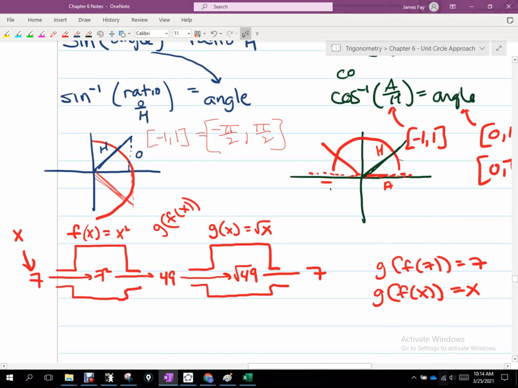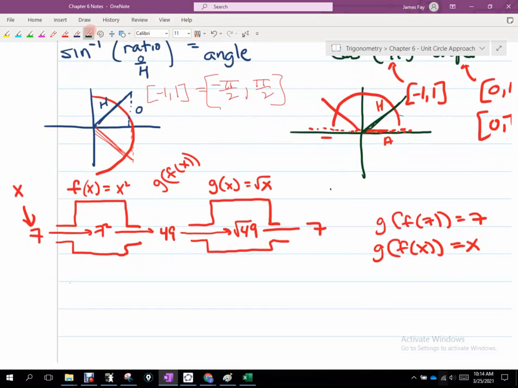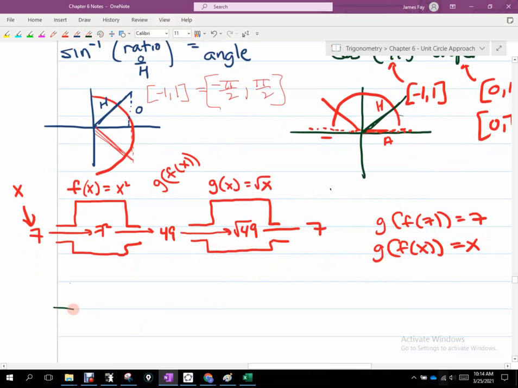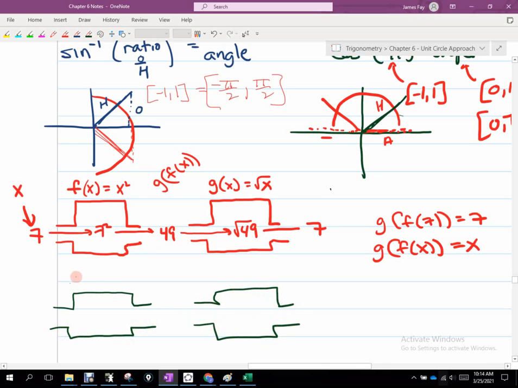Now, if we do it the opposite direction, where this is g, and this is f.